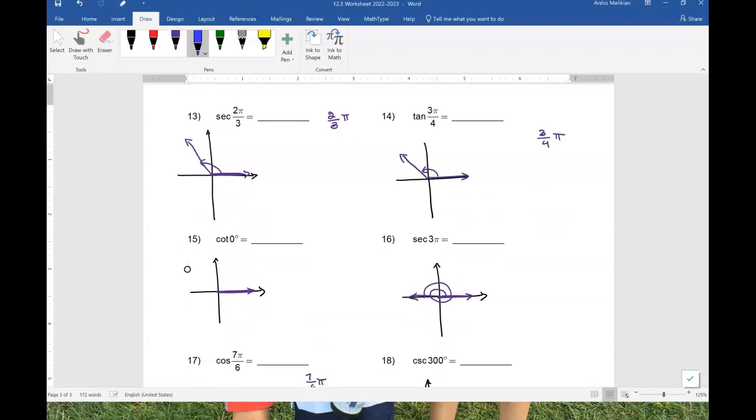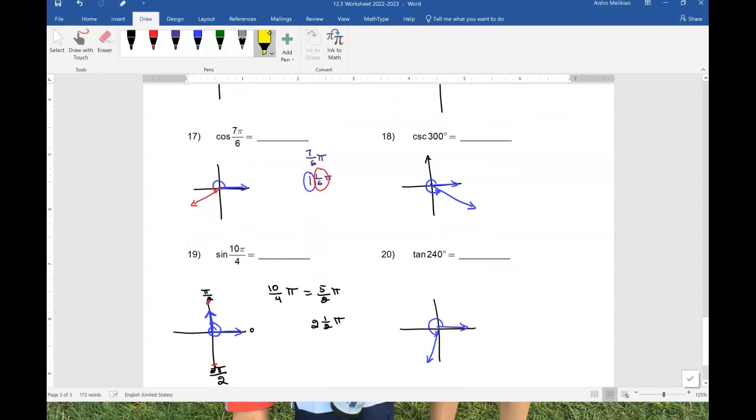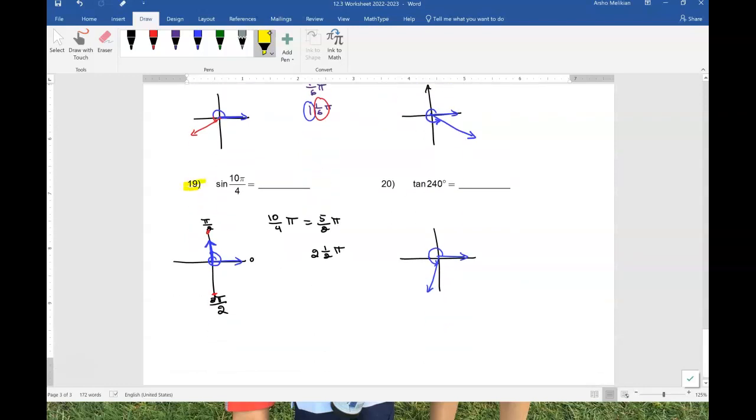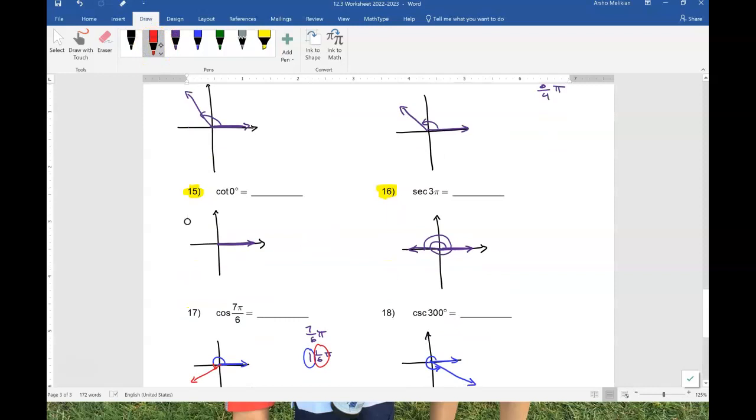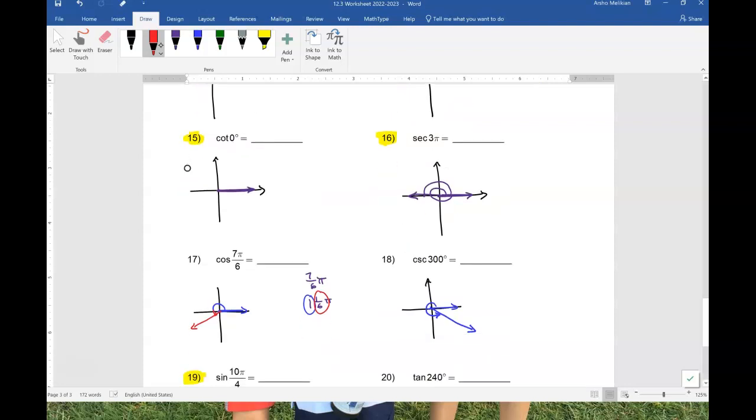Okay? What I want to do next is I want to see which one of these are quadrantal angles because quadrantal angles are evaluated a little bit differently. So which one is a quadrantal angle here? What number? 15. What else? 16. What else? 19. Okay, because it either lands on the x or the y axis. Okay, so for the quadrantal angles, you have to figure out what the coordinate is of the terminal side and evaluate from there. So here we go.